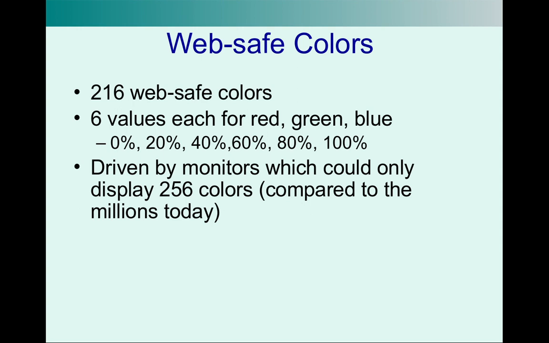There are basically 216 web safe colors, which have 6 values each for red, green and blue. The 6 values will be 0%, 20%, 40%, 60%, 80% and 100%. Those values will be taken for each of the components red, green and blue. That was very useful for old monitors which couldn't display more than 256 colors. Their color palettes were limited. This is in contrast with contemporary monitors which can display millions of colors.